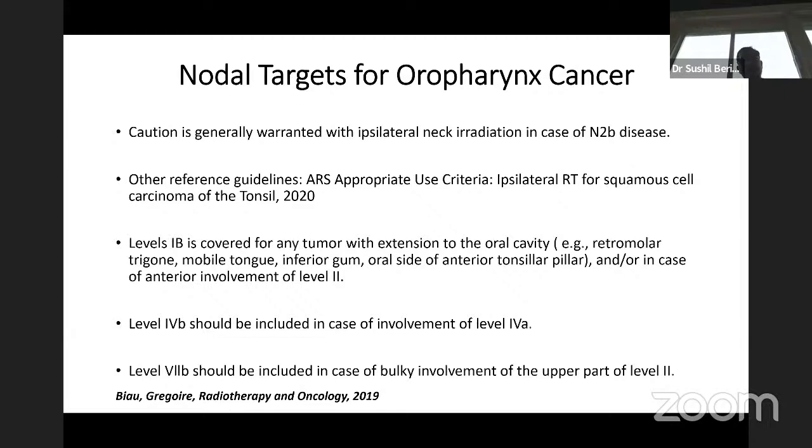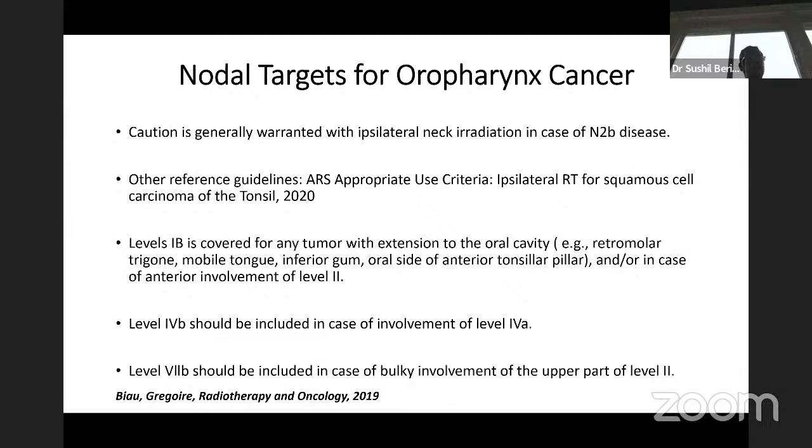You include in case of level 2 involvement. And by decreasing the dose to the retrostyloid region in patients with N0 disease, you can decrease the risk of xerostomia. So the retrostyloid node, which is the higher up base of skull node, you include in patients with level 2 involvement. So say somebody has level 2 on one side and N0 on the other side.